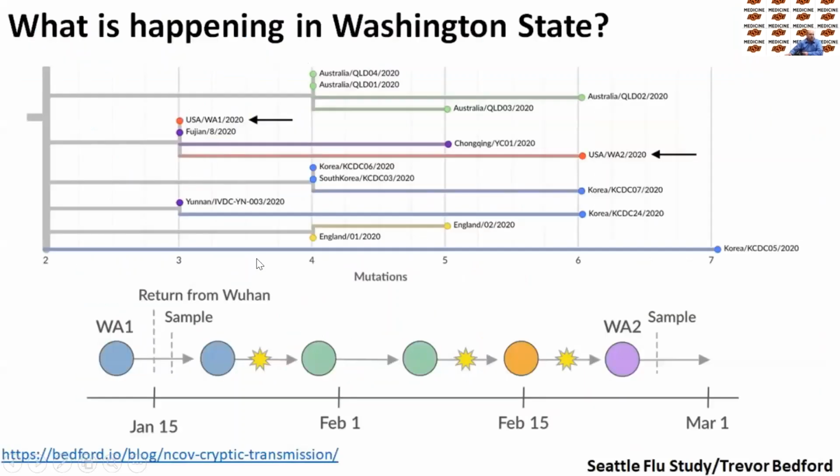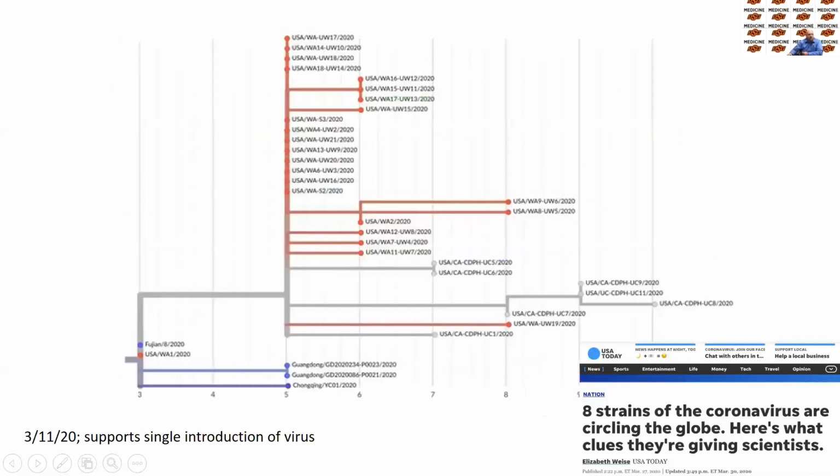So one of the things is when you go back and you look in Washington State, this is from the Seattle flu study, an investigator there called Trevor Bedford. He has a pretty active tracking system, and he's been looking at all of the different strains that are coming out. He looked primarily at what's coming into Washington. It was from Wuhan. Multiple mutations are occurring, but it's only a single introduction. As you can see here, this was from March 11th, but that single introduction has created the downstream effect.